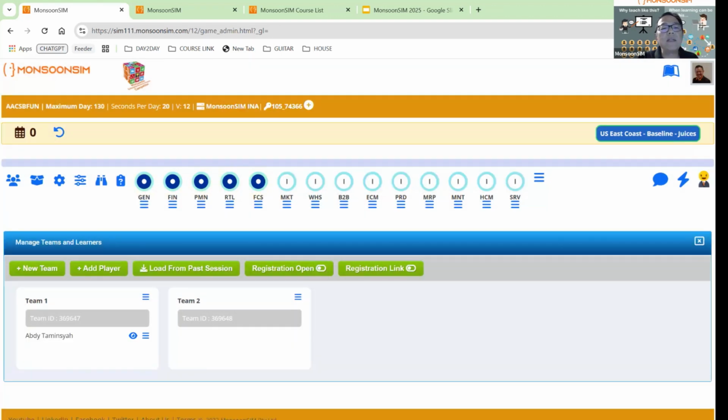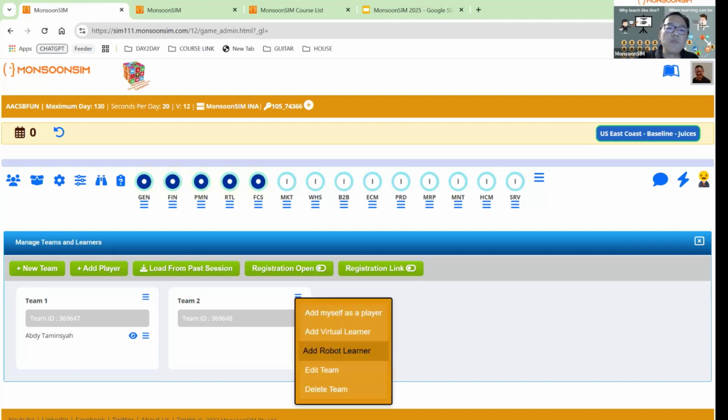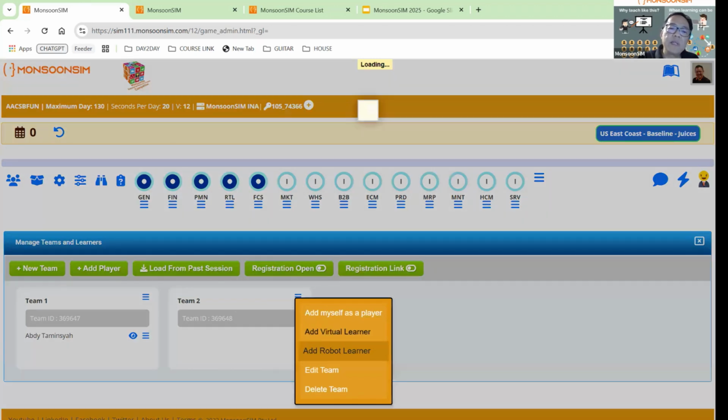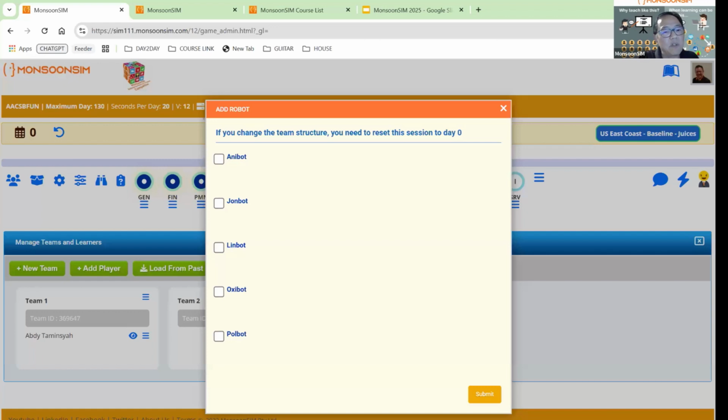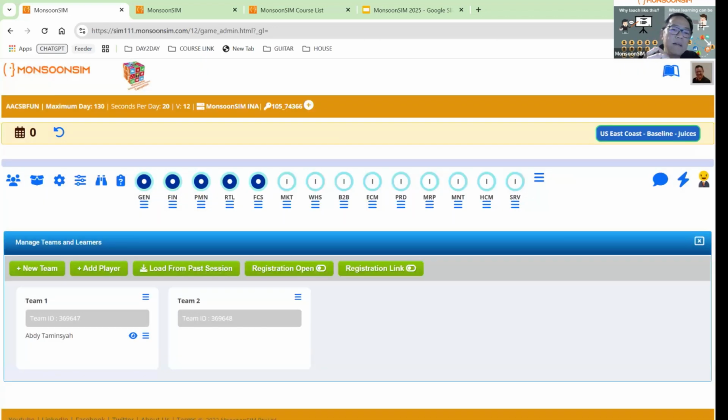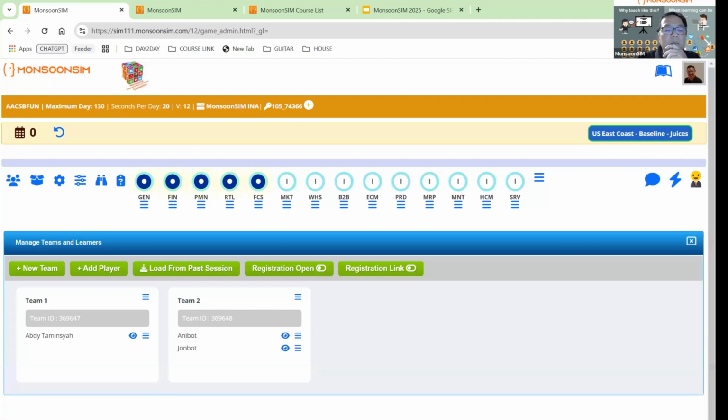Now team two, what can I do with team two? Team two, actually I can put a couple of robots here. So we have robots that you can seed into the game. And the robots, they will do transactions. They will compete with you. Okay, so Annie bot and John bot, they will be running their company called Team Two and in competition with you. So I have to be aware of them. And that's it. I have no partner. And then I have a competitor.